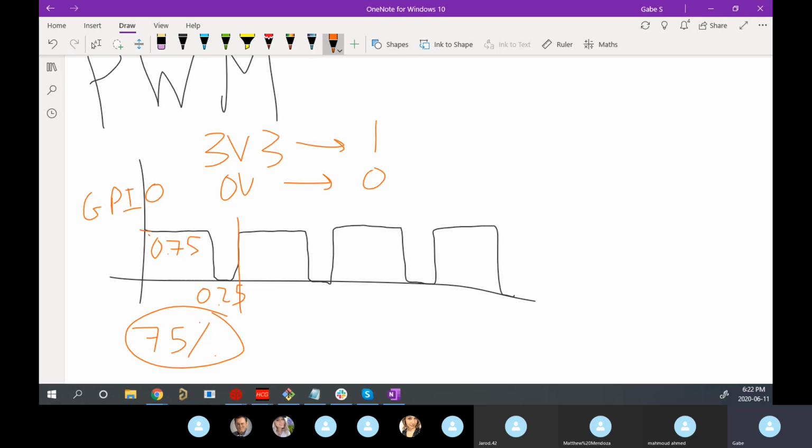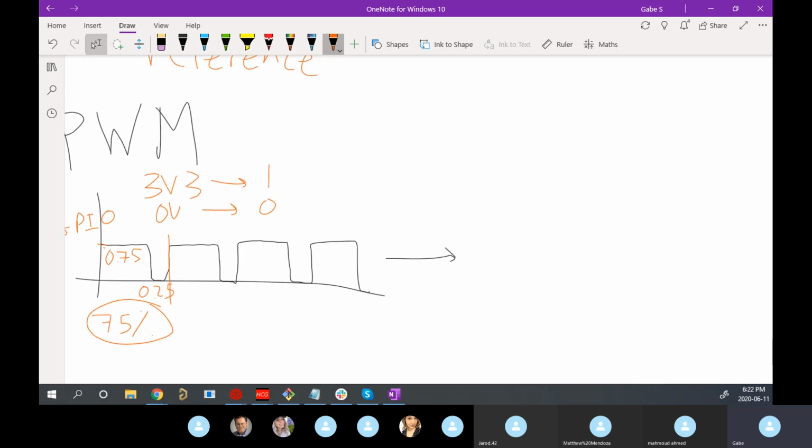Essentially what you're sending is, you're hoping that your load interprets it kind of like an average, right? So you're hoping that what your load sees is actually something like 75% of 3.3. Remember, 3v3 is just 3.3 with different notation, right? And so this is kind of useful.